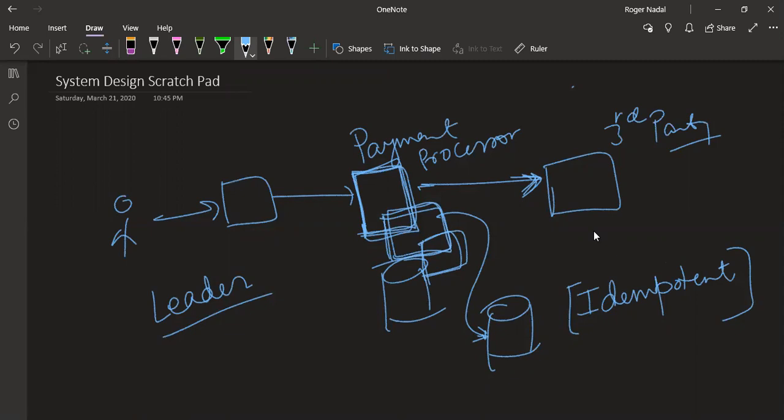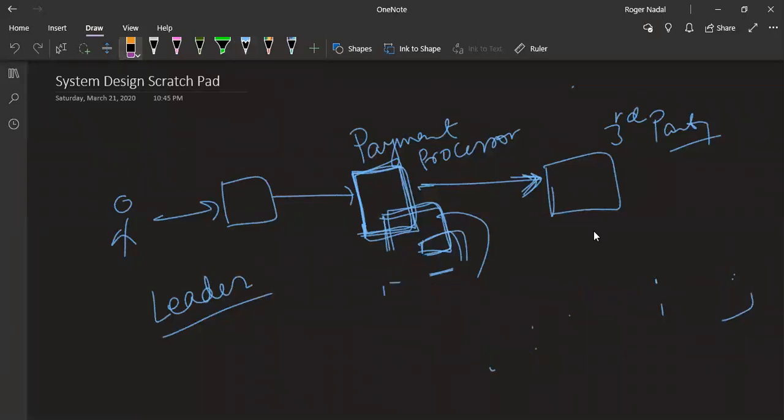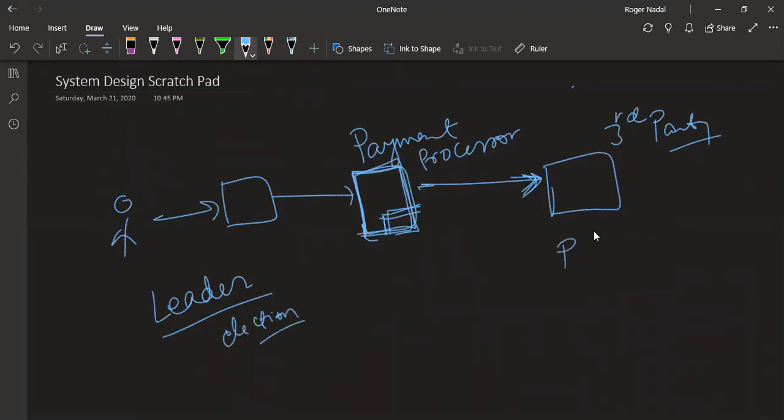Now, as I said, we will briefly just touch on it. What are the different leader election algorithms you have heard about? I will just write it down, we will not go into detail. So, leader election. You may have heard about Paxos, right? You might have heard about Raft.